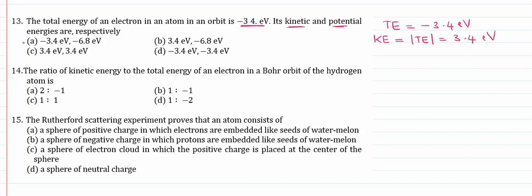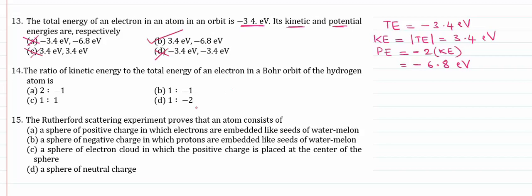So if you see the options, A is not the answer, D is not the answer, because in both kinetic energy is negative. Then potential energy will be double of kinetic energy, but it will be negative. So minus double of kinetic energy means minus 6.8 electron volt. So check the options. C is not the answer. Option B will be the answer.